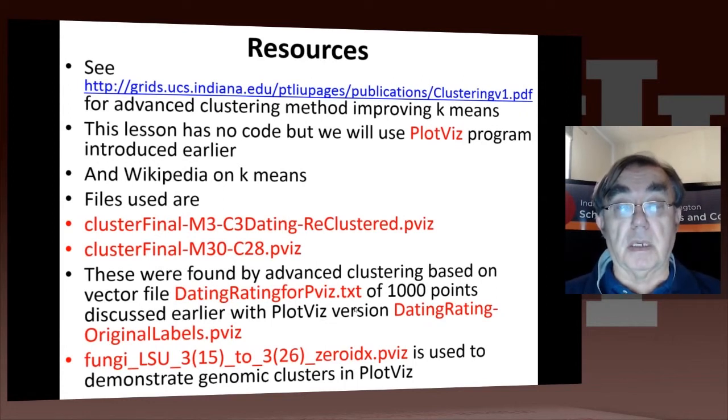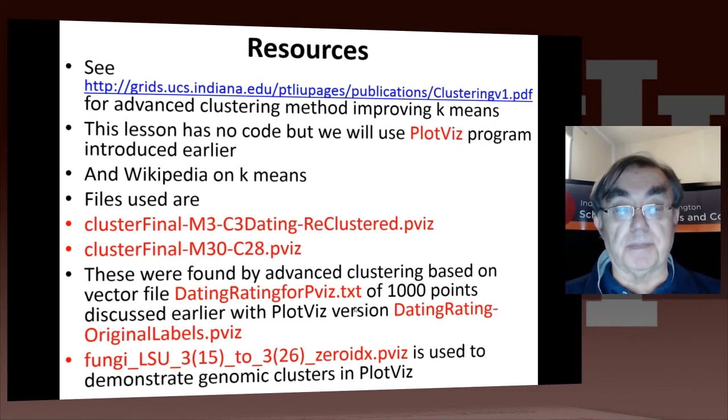But most of our discussion will be in terms of the K-means algorithm, which actually quite often gives very similar answers to the advanced methods. This particular lesson has no code. The code will come later, but we will use the plotviz program that we introduced a few lessons ago. We will also look at Wikipedia for their remarks on K-means and heuristics, and there will be some files which we will look at, in particular four files.